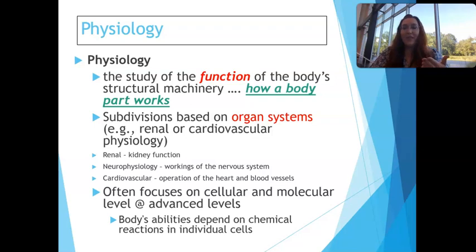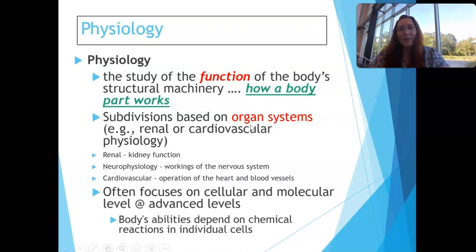A great example of this is in our cardiovascular system unit. We will be learning the anatomy of the heart, so the different parts of the heart, but we will also be learning how the heart actually does its job of pumping blood. How does it send signals from one part to the other to tell it to contract or relax? How to increase your heart rate or decrease your heart rate? We will be talking about the physiology of the cardiovascular system as well as the anatomy of it.